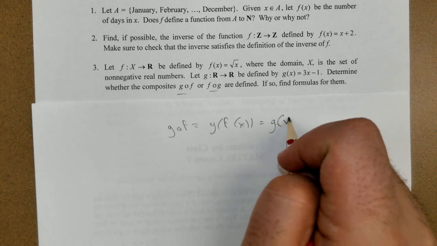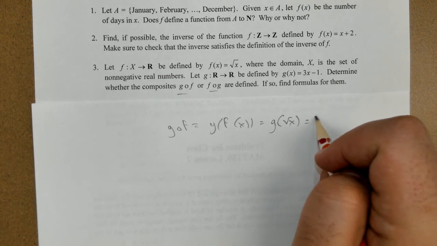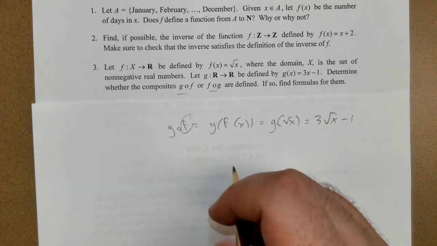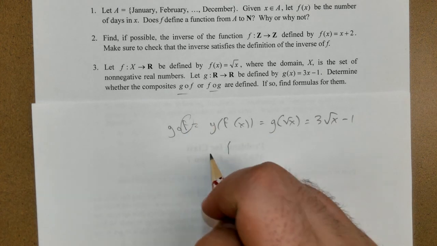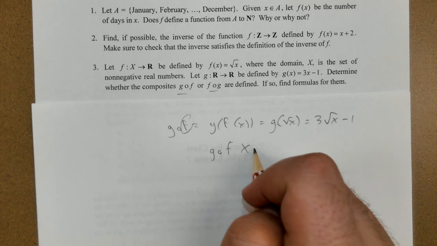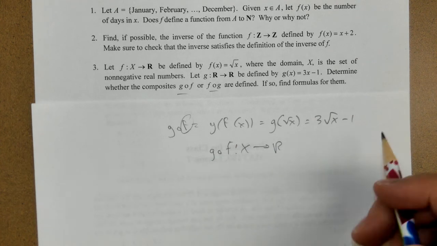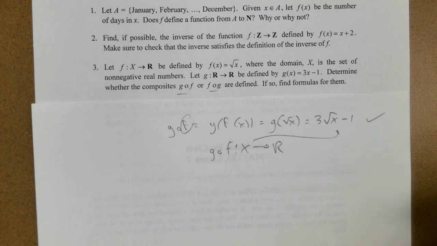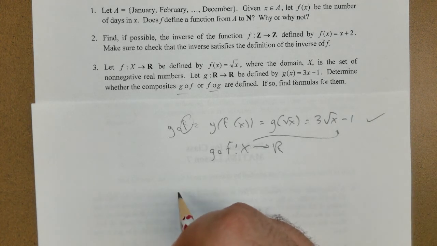So g of square root x, plug that into g, and this is supposed to be defined on f's domain, right? So g circle f is supposed to go from x to R, and anywhere that you have a non-negative real number in the domain, this is okay. So that is defined in that way. That makes sense.